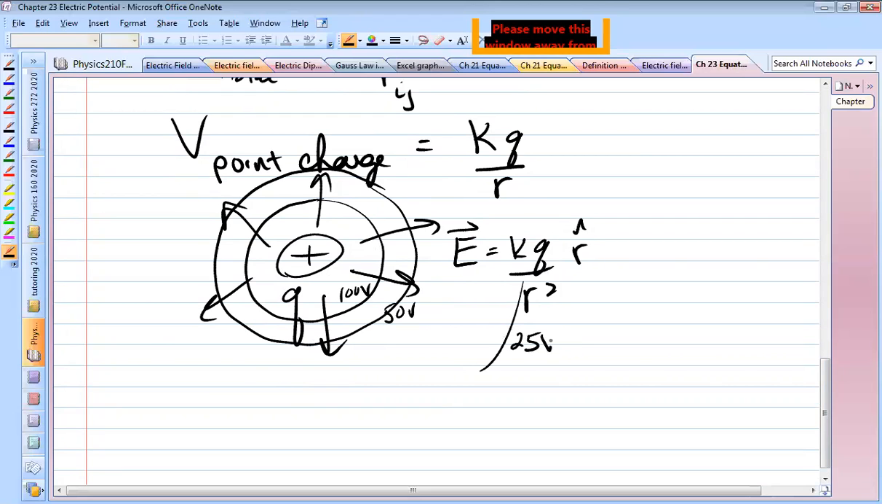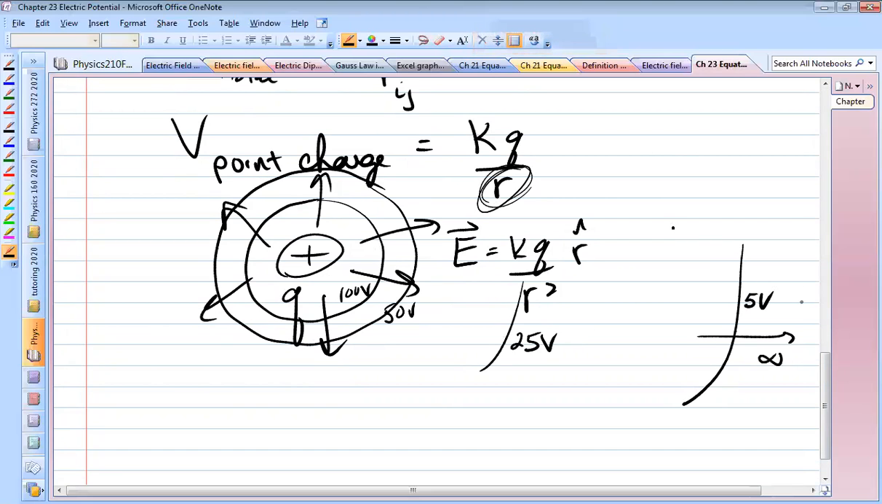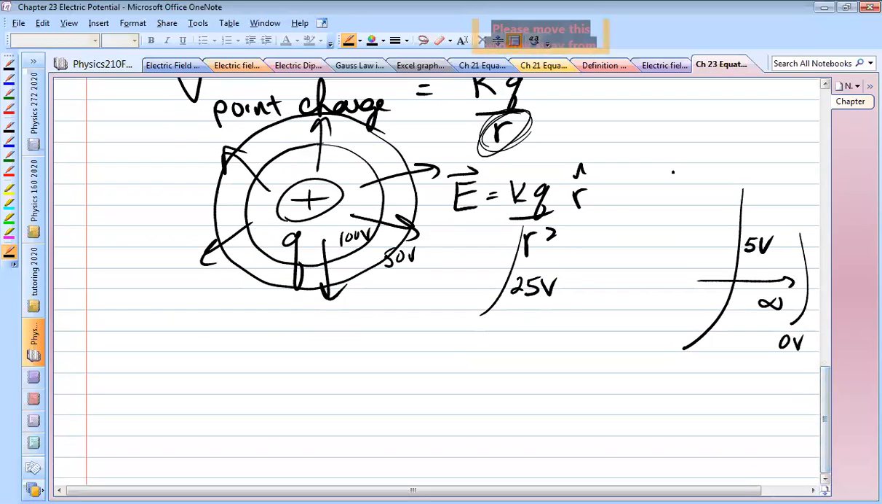Now the voltage lines are not equally spaced because they're proportional to 1 over R up here. So they do get further and further apart. This might be the 5-volt, and so at infinity, you finally get to the 0-volt line. Okay, and I think I've probably done a video of calculating the voltage due to point charges.